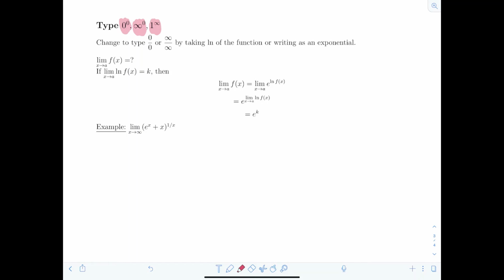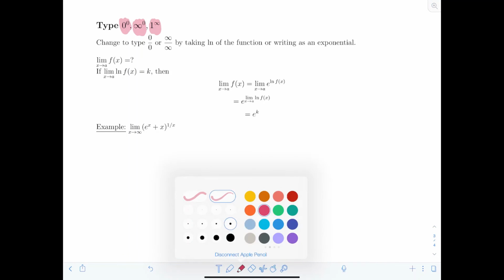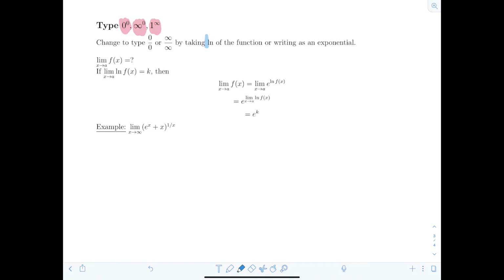Well, again, we need to change it to the type 0 over 0 or infinity over infinity. How do we do that? Well, we take the natural log of the function, use our logarithmic properties to rewrite and bring that exponent down in the front. Or you could rewrite it as an exponential. So to save you a little bit of time for what that means at the end, because we're going to take the natural log of the original quantity we're trying to evaluate its limit, what happens when we do this?